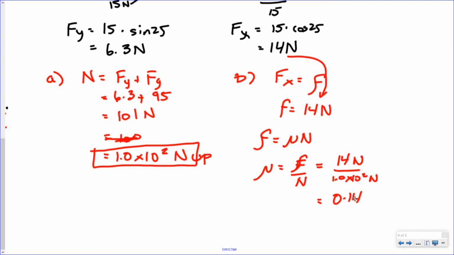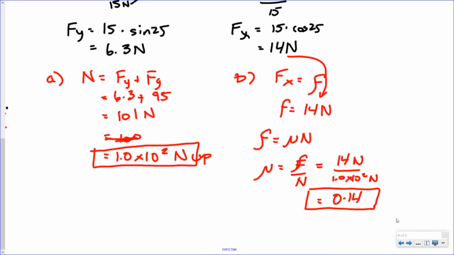Newtons cancel out, and we are not left with a unit, which is great. I didn't mention that before, but coefficient of friction is unitless. There is no unit, so you will not lose any points if you don't put any units in there.